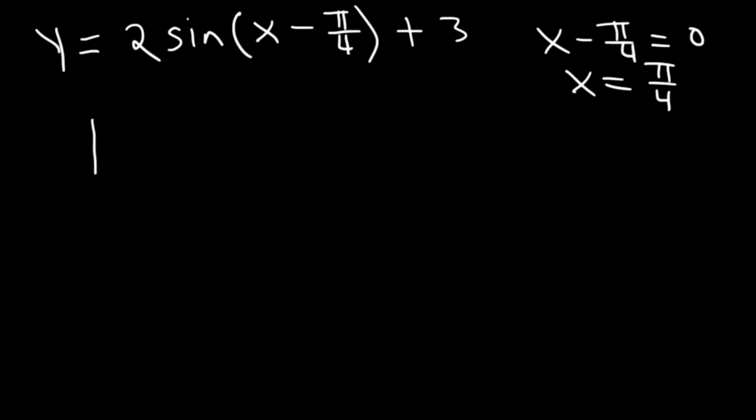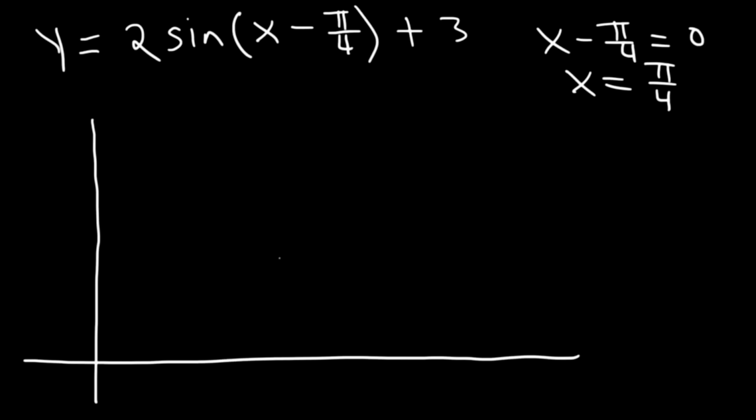The majority of the graph will be above the x-axis, so we're going to plot it up there. So let's plot the midline first, or the center line, which is at 3. The amplitude is 2, so we need to travel 2 units above the center line, which will take us to 5. 3 plus 2 is 5, and then 2 units down. 3 minus 2 is 1. So the graph is going to vary from 1 to 5, and that's the range of this sine function.